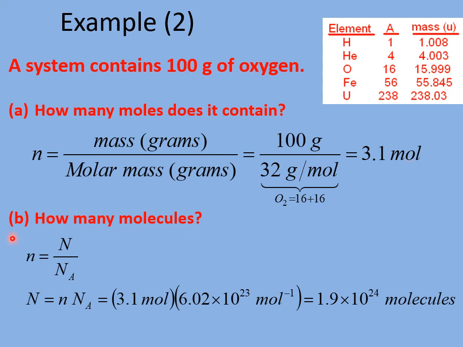Part B says how many molecules of oxygen are in this system. Well, here we're going to use the other equation. The number of moles is equal to the number of molecules divided by Avogadro's number. Therefore, the number of molecules, N, is equal to the number of moles, which is 3.1, all right, that was our answer from part A, times Avogadro's number, 6.02 times 10 to the 23rd. And again, just multiplying these two numbers together in your calculator will give you the answer. The number of molecules is 1.9 times 10 to the 24th molecules.